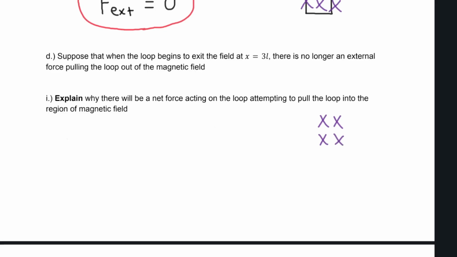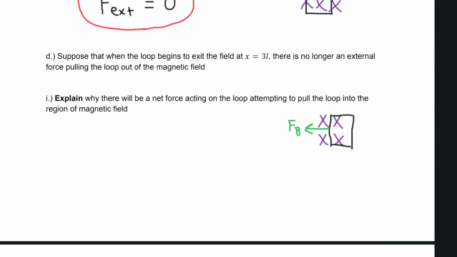We have the loop, and it's partially in and partially out. If we do an IL cross B force on this, we will see that there is going to be a magnetic force attempting to pull it back in. Because by Lenz's law, the loop will always resist a change in its magnetic flux.